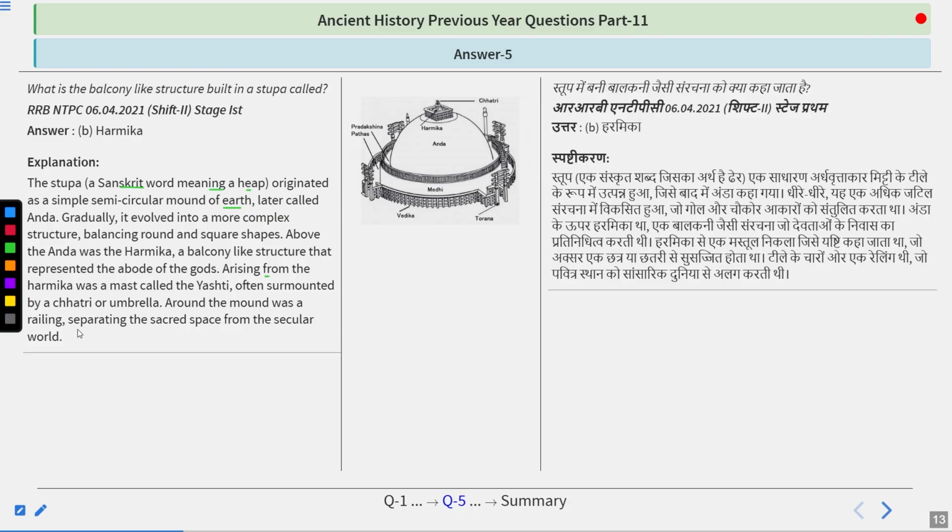Around the mound was a railing separating the sacred space from the secular world. So here you can see it is Torana, it is Vedika, it is Medi, it is Pathas, it is Pradakshina, it is Harmika, it is Anda, and it is Chhatri. So these are the particular words that are related to stoop, and stoop is related to Buddhism. Remember this question, it is an important question with respect to art and culture.